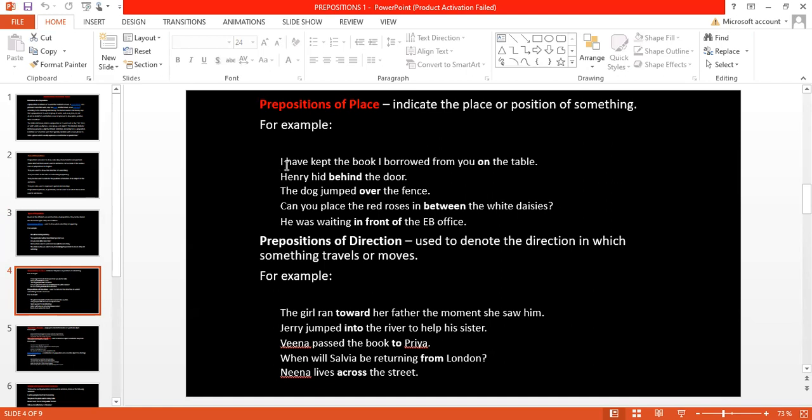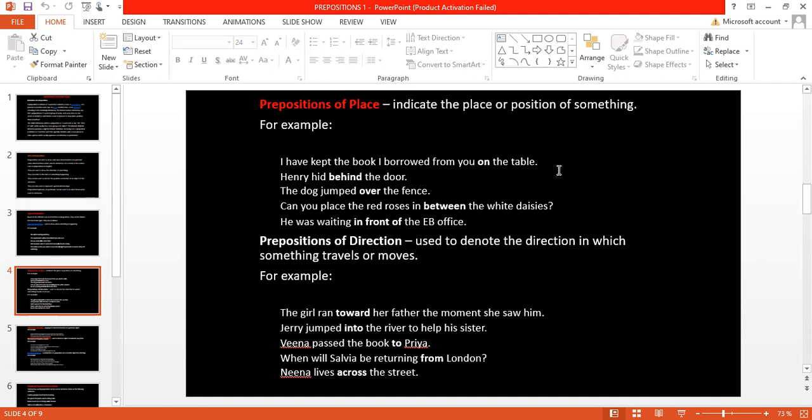Look at this. I have kept the book I borrowed from you on the table. You know, you borrow something and the person you're borrowing from lends you something. So it would be wrong to use English and tell somebody, "Borrow me your book." You are not the book. By saying, "borrow me your book," you are putting yourself in the position of the book, whereas you are not the book. It should be, "lend me your book."